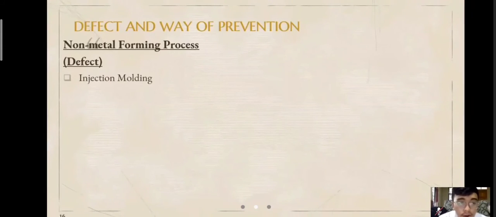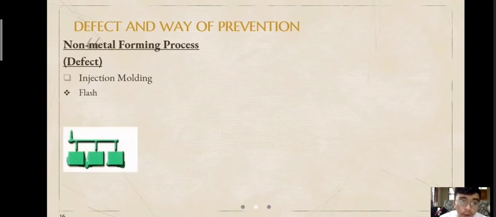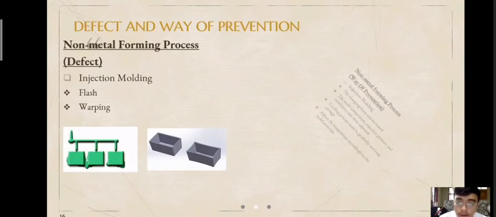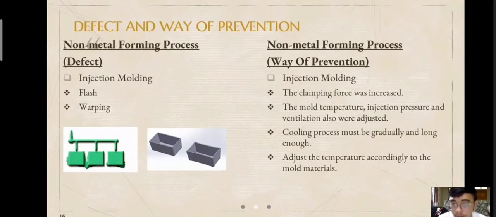And for the non-metal forming process, the defects for injection molding are flash and warping. And the way of prevention is the clamping force in the mold cavity was increased. The mold temperature, pressure, and ventilation are adjusted to the material. The cooling process must be gradual and long enough to avoid warping. Adjust the temperature accordingly to the mold material.